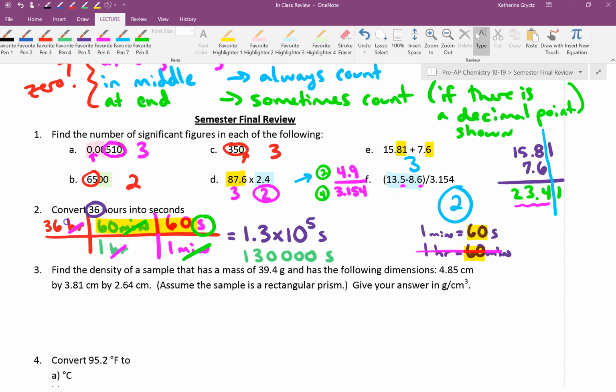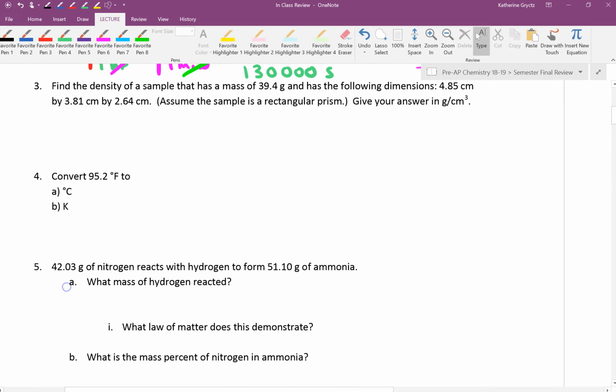Okay, so next up is density. So question number 3 is a little rough. It's got unit conversions in it a little bit, and remember the density formula. So you've got to know a little bit of math here. The density formula is mass divided by volume. And in this problem, you were given a mass, 39.4 grams. However, you were not given a volume. You were given the dimensions of some kind of sample, and it told you to assume the sample is a rectangular prism. Well, the thing we're missing in our density formula is volume. So we do have to know that the volume of a rectangular prism is length times width times height.